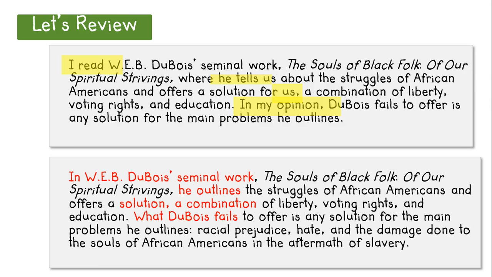So let's rework it. Instead of I read, let's do In W.E.B. Du Bois' seminal work. Instead of he tells us, we're just going to write he outlines. And then he offers a solution for us. So just take the us out. He offers a solution, which is a combination of liberty, voting rights, and education. And then, in my opinion, Du Bois fails to offer, I rework that so it says, what Du Bois fails to offer is any solution for the main problems he outlines. And this way, I'm still stating my case, but it's stronger because I'm putting the argument first instead of prompting it with my own first person voice.